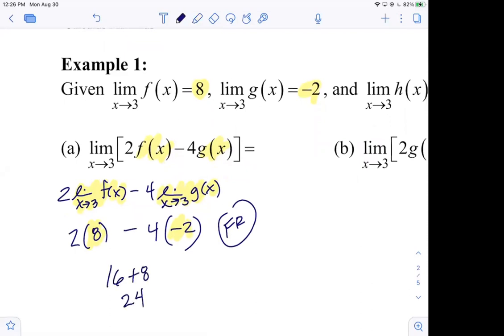So it feels a lot like just function substitution, right? Like if I told you f of 3 is 8 and g of 3 is negative 2, what's twice f of 3 minus 4g of 3? It has that same feel. It's just in the context of a limit. Okay? Make sense?